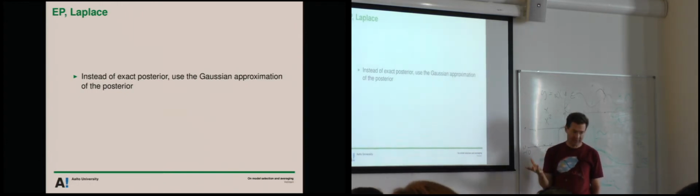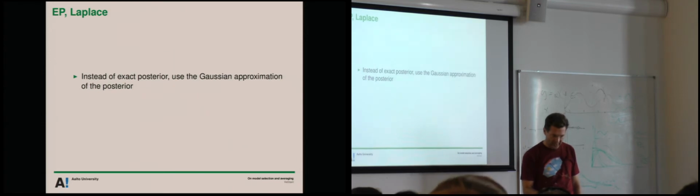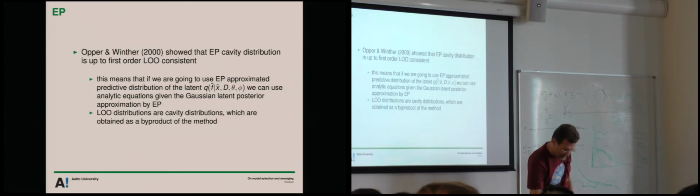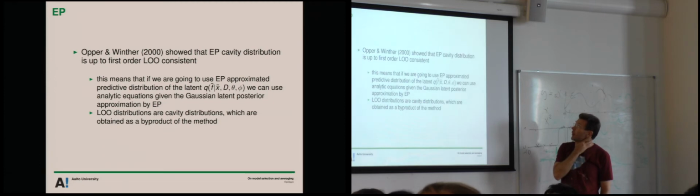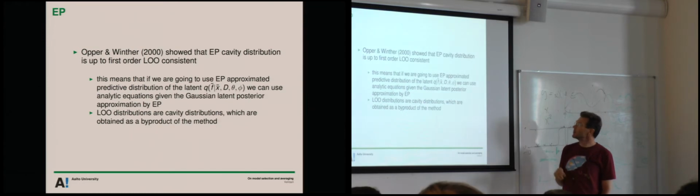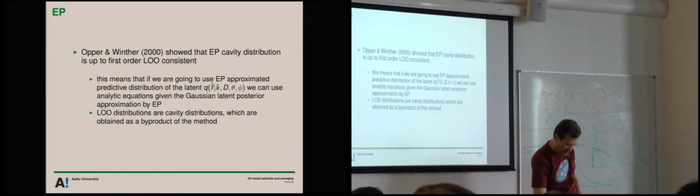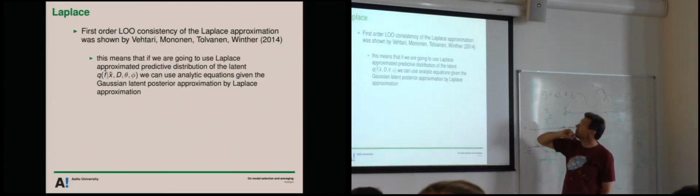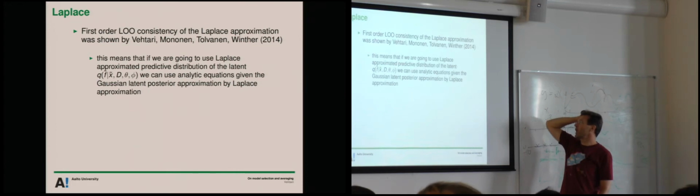In case of expectation propagation and Laplace, we now replace the exact posterior with our Gaussian approximation, and Alan just talked about those. Opper and Winther showed in 2000 that in case of EP, this also gives first order consistent leave-one-out estimates. Nice, so we actually get them as a free byproduct from EP. And then we showed in this 2014 paper that this also holds for Laplace.